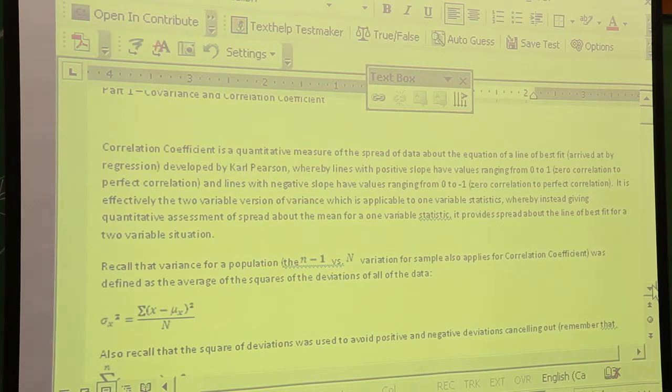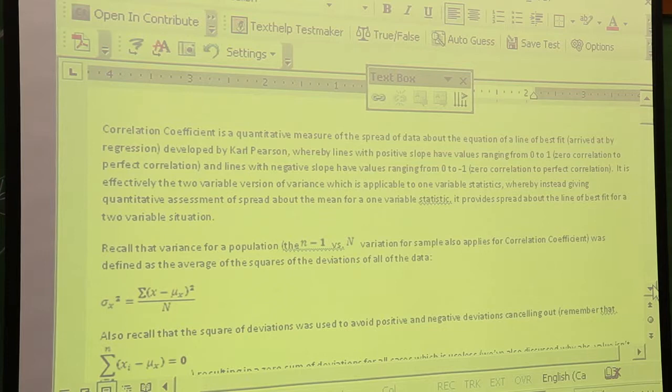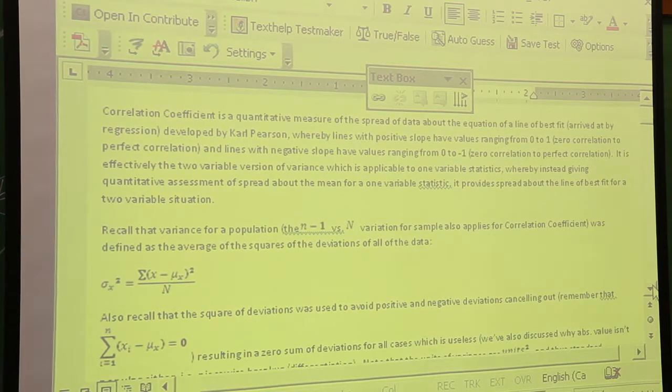It's the two-variable version of variance, which is applicable to one variable statistics. Instead of giving a quantitative assessment of spread about the mean for a one variable statistic, it provides spread about the line of best fit for a two variable situation, okay? So instead of giving us spread about an average, it's giving us spread about the line of best fit. Does that make any sense so far, Ken? Yep.